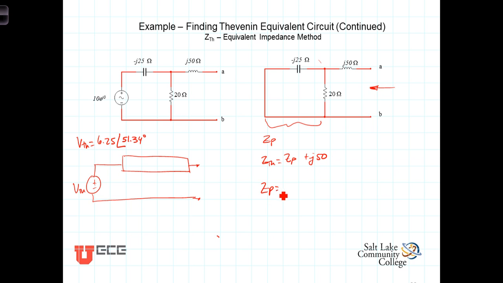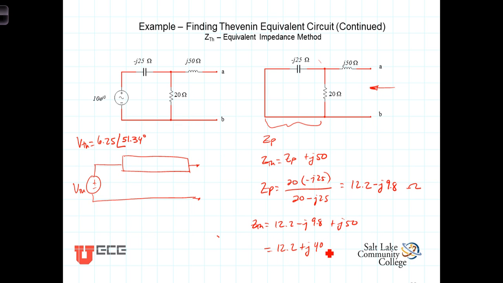So Z parallel is equal to 20 times minus J25 divided by 20 minus J25, which turns out to equal 12.2 minus J9.8 ohms. So finally, Z Thevenin then is equal to Z parallel, 12.2 minus J9.8, plus the J50, and that then equals 12.2 plus J40.2 ohms.